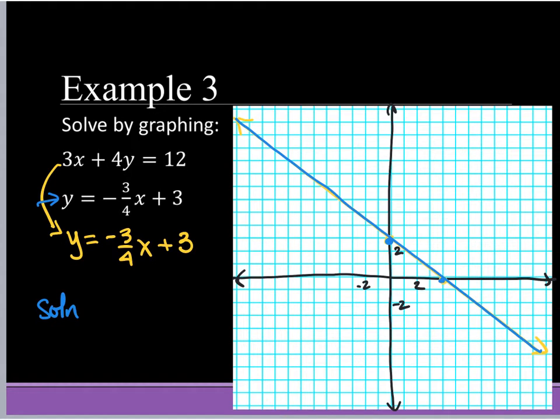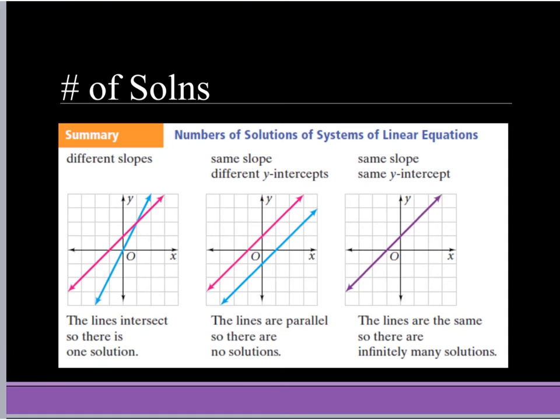So my solution for this one is going to be infinitely many solutions because every single point that falls on this line here is going to be a solution. And there's infinitely many points on a line. That's why we have infinitely many solutions.